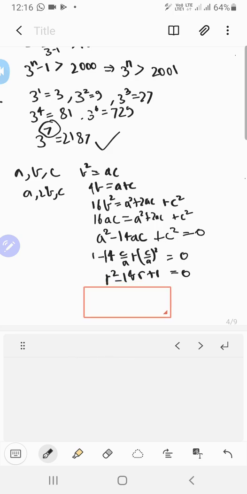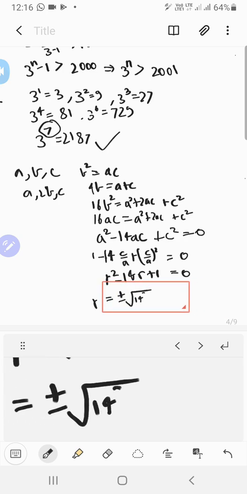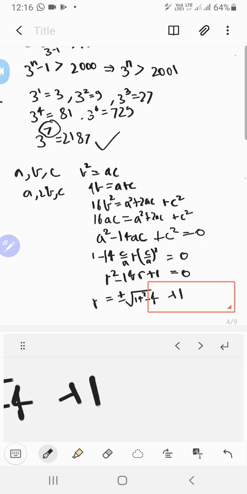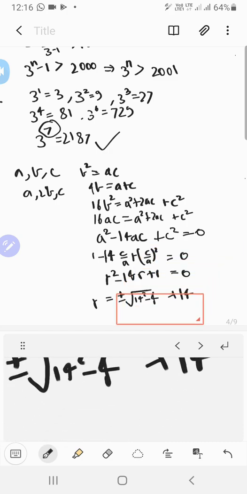The middle term is double. Yeah, this is correct. This is completely correct. So let's use the quadratic formula now. So r is equal to plus minus root of b squared, which is obviously 14 squared, minus 4, because a and c are 1, so plus 14, and then this complete thing divided by 2a, which is just 2 in this case.